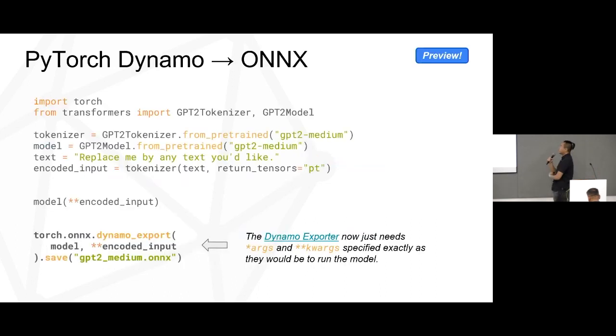As an example, to showcase the new PyTorch Dynamo workflow, we could take a GPT2 model from the Hugging Face Transformers repo, and you can see that as long as we initialize the tokenizer and the model from the Transformers module, all we have to do is call torch.onnx.dynamo_export with the model and various keyword arguments or model arguments, and we're able to export this GPT2 model with one line of code.